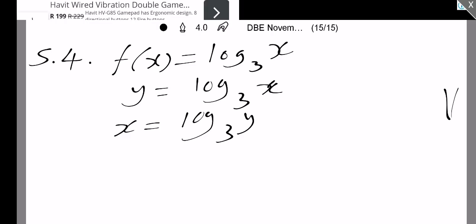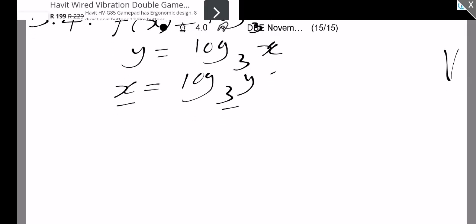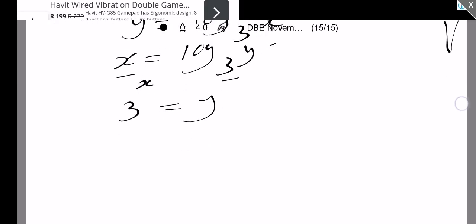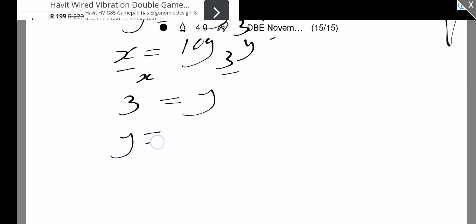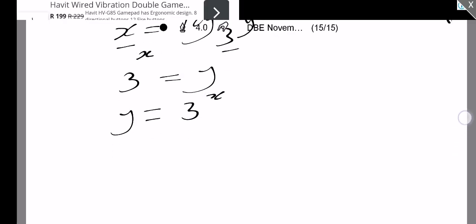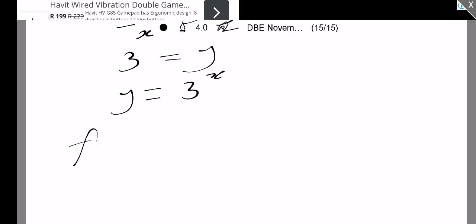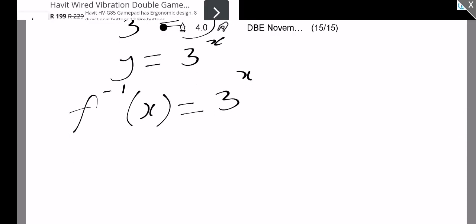Now this is the base, like I've said, this is the exponent and this is the number. What you do is you say the base, which is 3, to the exponent equals the number. Now let's start with y. That is the inverse: x equals 3 to the exponent x.